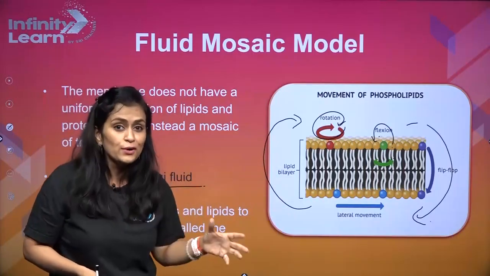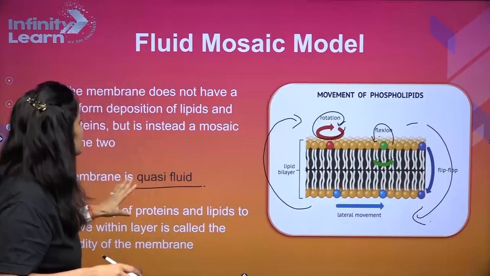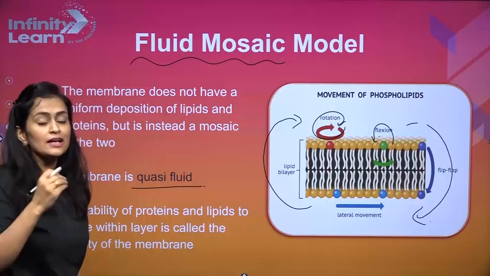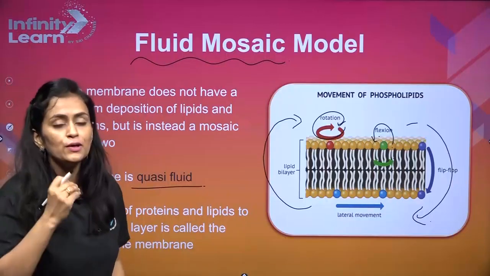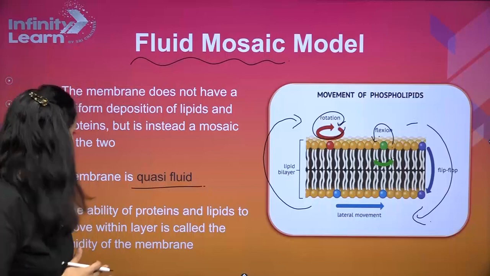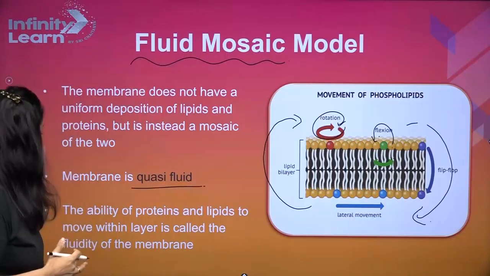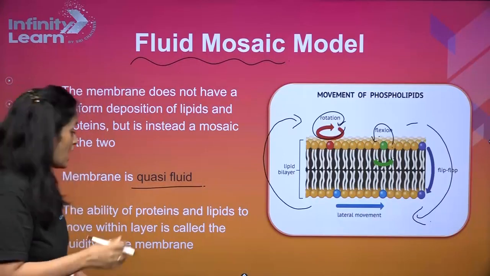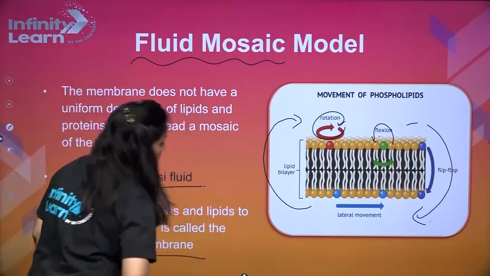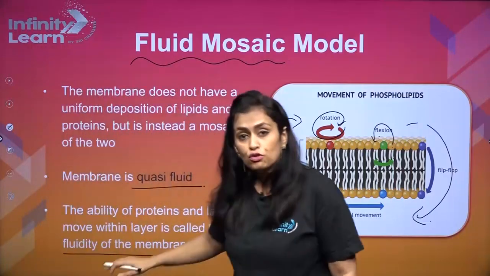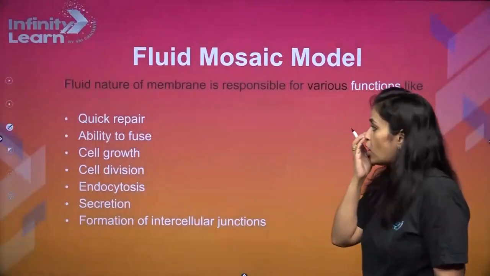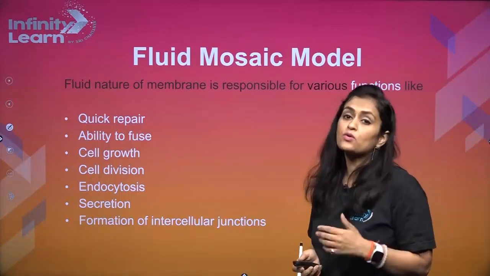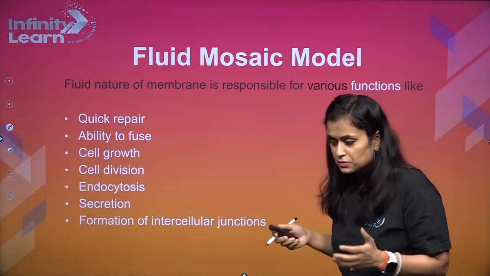Understood now why fluid? So now it is basically justified why we agreed to Singer's and Nicholson's fluid mosaic model of plasma membrane, right? Because of this movement of lipids and proteins, we have fluidity of the membrane. That is why we have fluidity of the membrane. All right. Now this fluid nature, is it important? If it is, how does it help the cell?